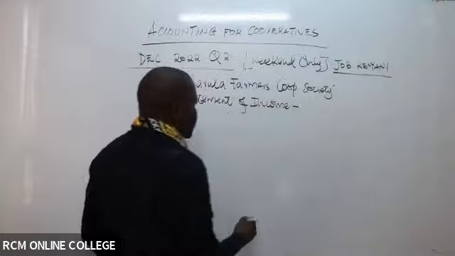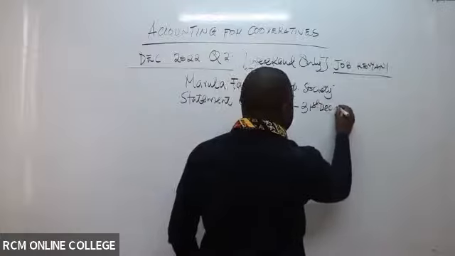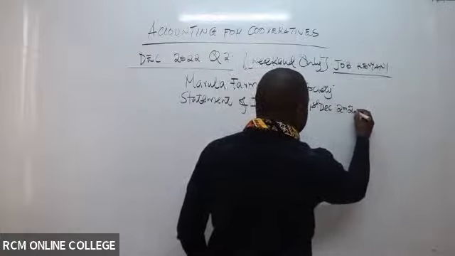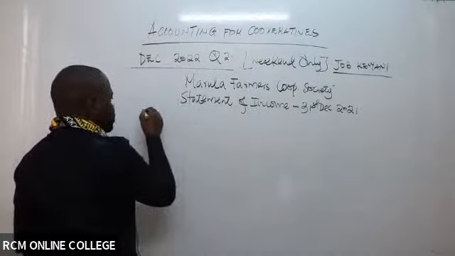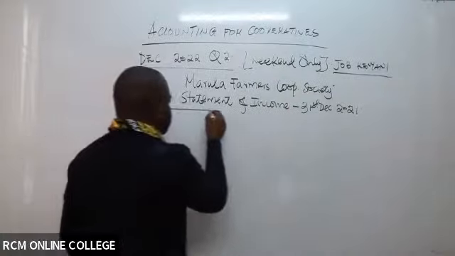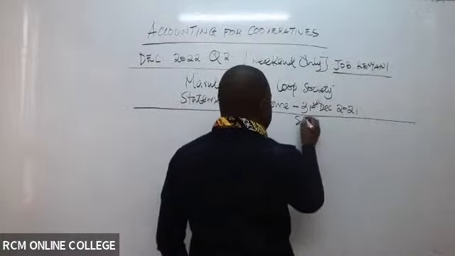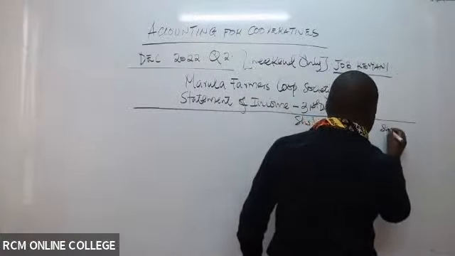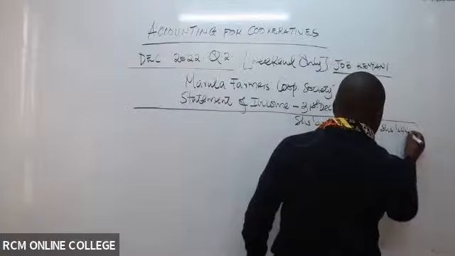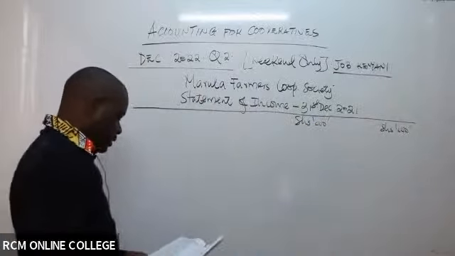It is for the year ended 31st of December 2021. So you can put like that. Then of course, put shillings in thousands.